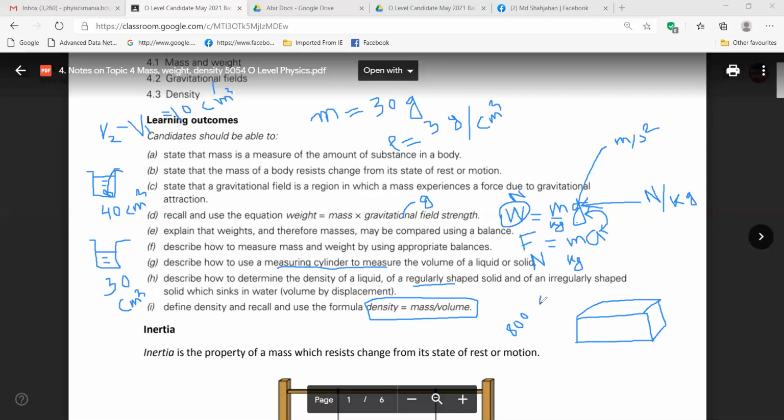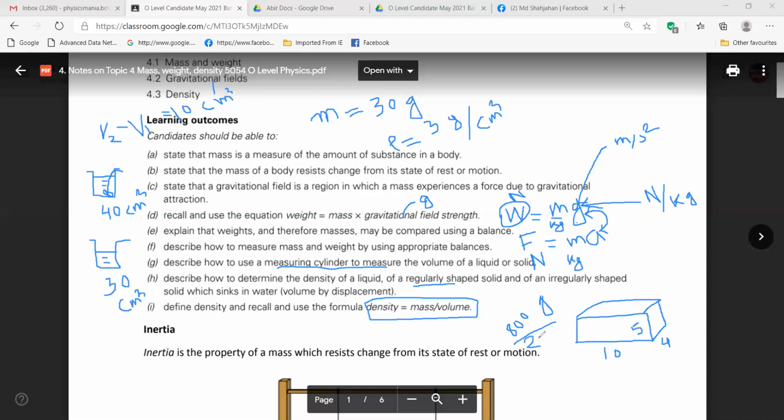Then we are measuring the volume. Its length is, for example, 10, here we have 4, here we have 5 centimeter, all are centimeter. 10 centimeter, 4 centimeter, and 5 centimeter. So what is the volume of this block? 200. Okay, so your volume is now 200, right?